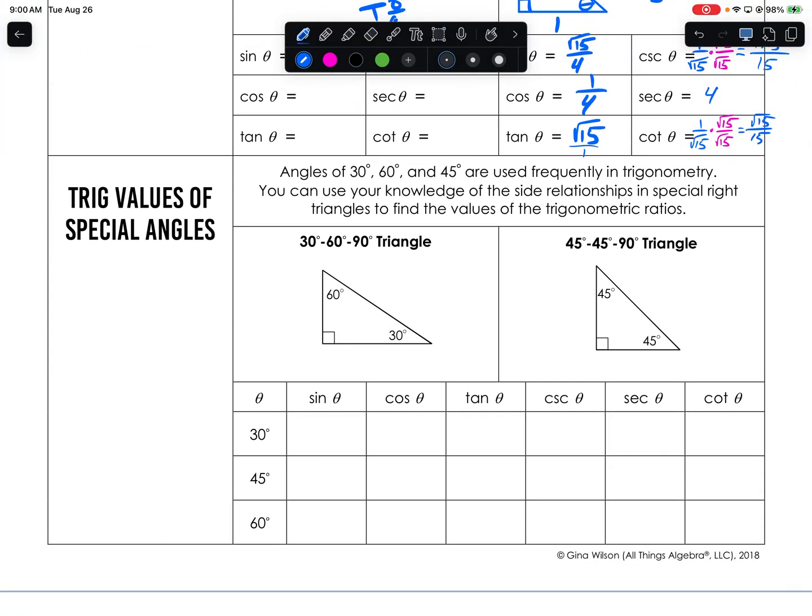Okay, so in geometry, you did these 30-60-90 triangles and 45-45-90s. The important part about this is it all relates to the unit circle. There's a specific relationship of sides in a 30-60-90 triangle. The small side is always 1. The hypotenuse is always 2. And the second longest side is always square root of 3.